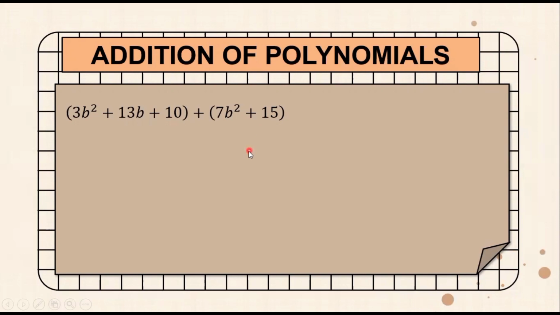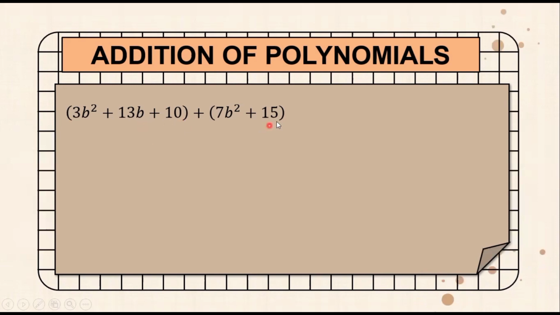Okay, may b squared dito. Meron bang b squared dun sa second expression? Meron. So we have to combine 3b squared plus 7b squared. Next, 13b. Meron ba kayong b variable na nakikita sa pangalawang expression? Wala. So as it is, you just need to bring down 13b. Okay? And then, positive 10, constant.